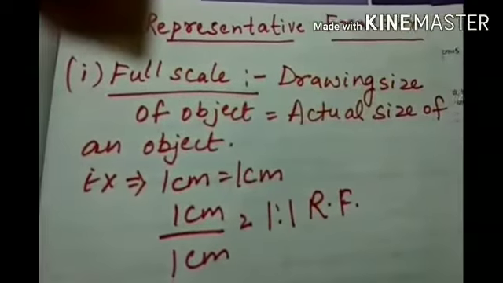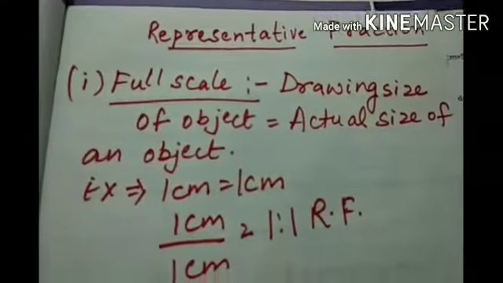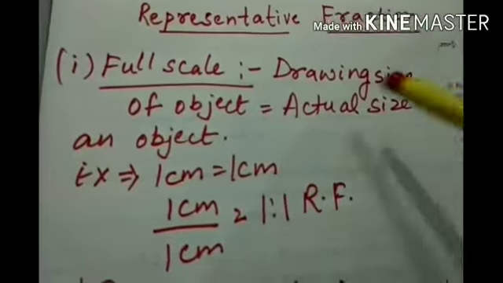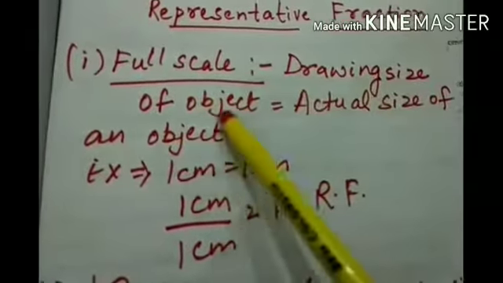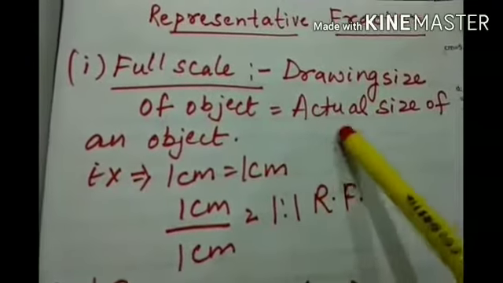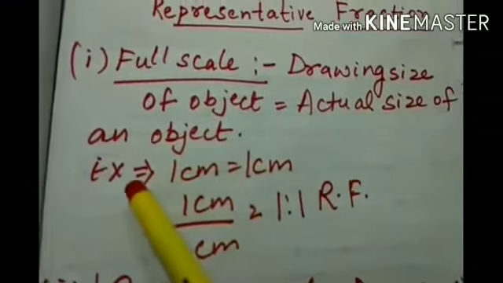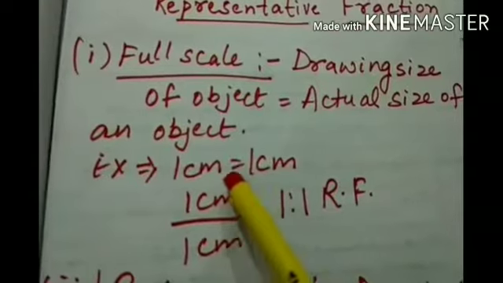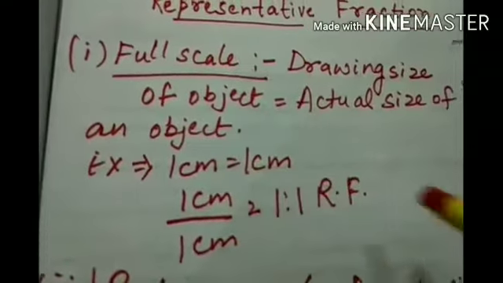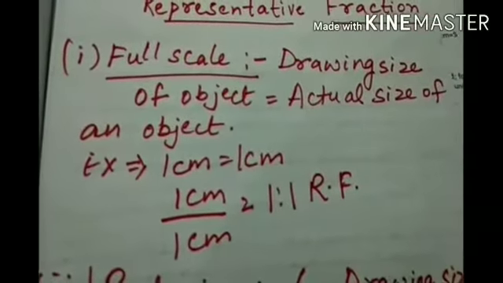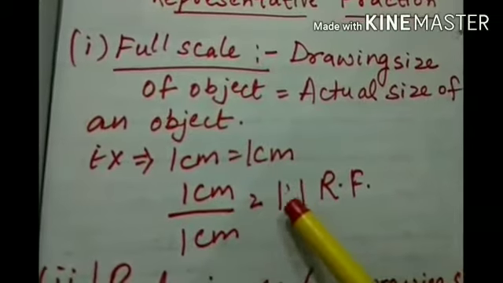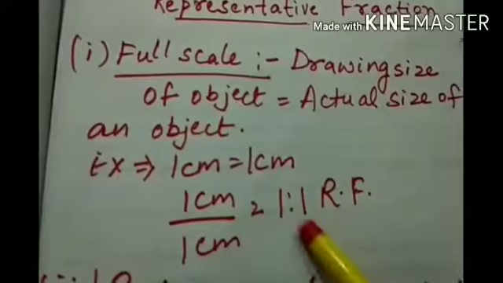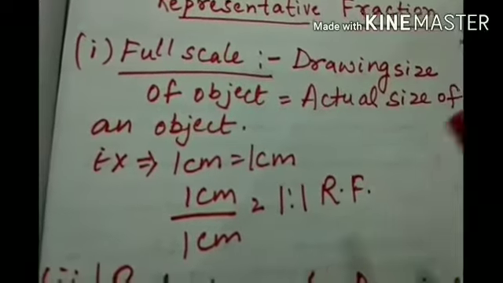Representative fraction is divided into further 3 parts. First is the full scale. That is, drawing size of object is equal to actual size of an object. Example, 1 centimeter is equal to 1 centimeter. And here the RF is 1 centimeter upon 1 centimeter, that is 1:1.